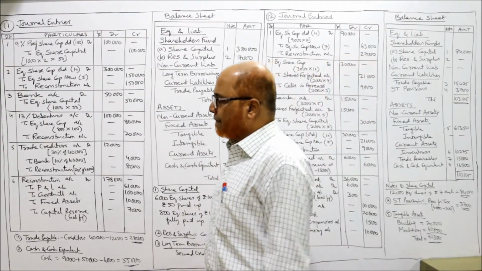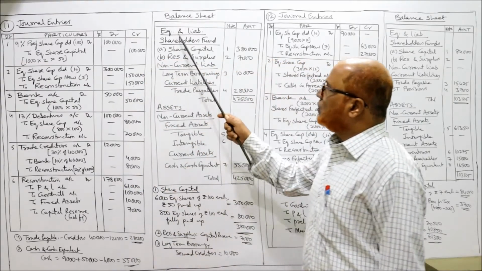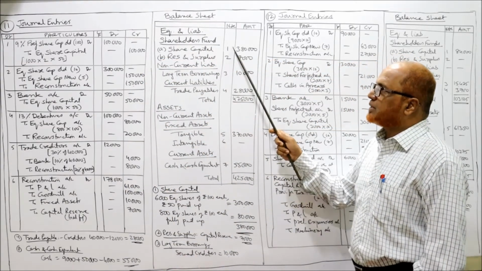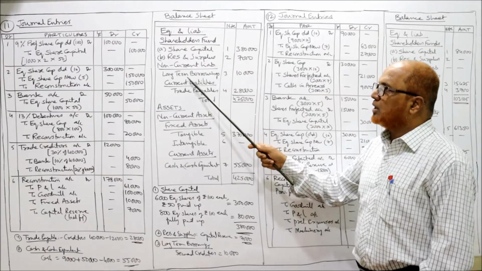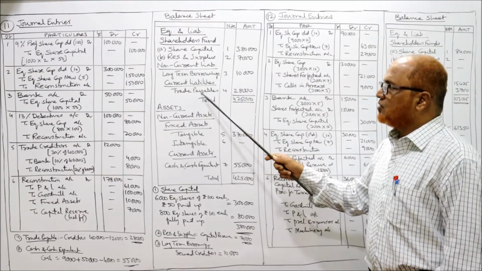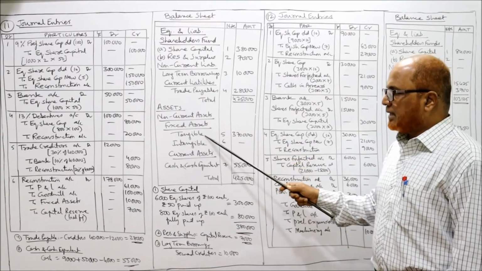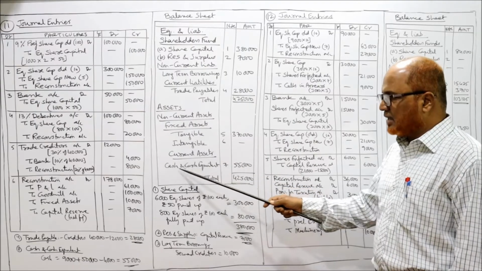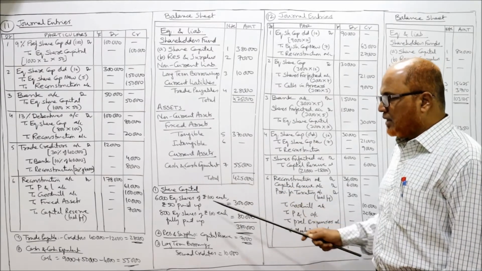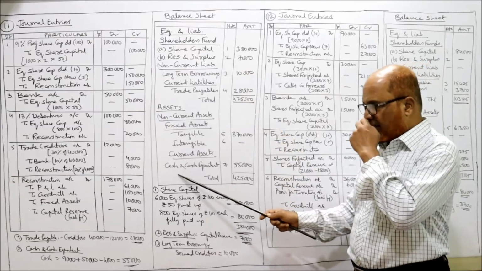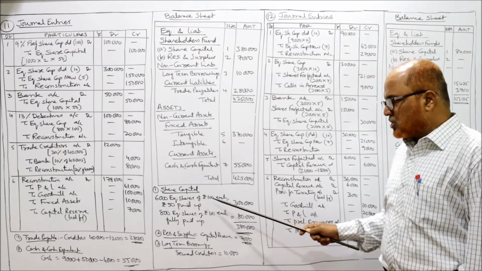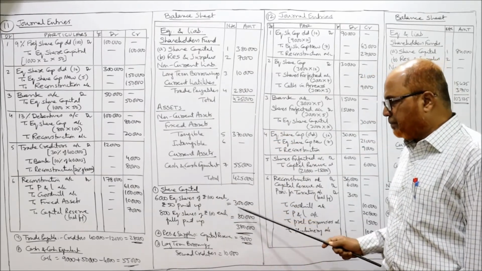Now the balance sheet. See the balance sheet now. Equity and liabilities: shareholders' fund, share capital number 1, reserves and surplus 2, non-current liability, long-term borrowings, trade payable, total. Tangible, intangible, and in current assets there is only one, cash and cash equivalent. Now, first note, share capital. 6,000 equity shares of 100 each, rupees 50 paid up, 3 lakh.